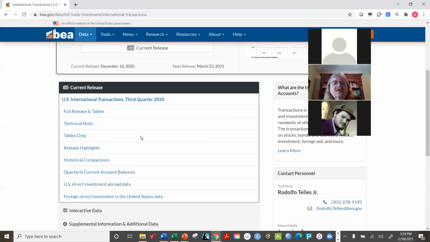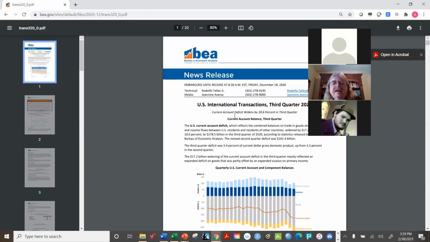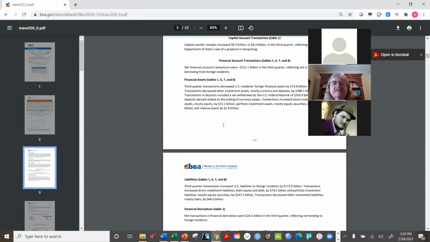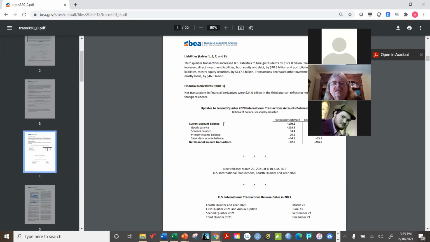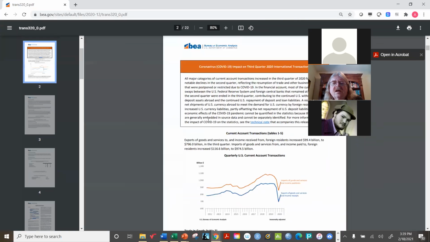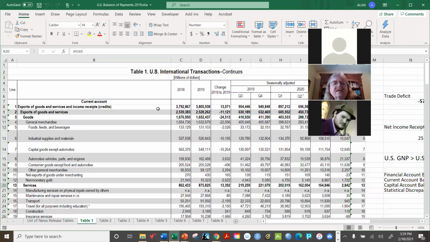And so all the details are here. Your full release and tables. And then again, this is the write-up, but you can find an Excel printout or spreadsheet in which all the information is available. Okay, so what we're going to do is see what kinds of information are being stored in these balance of payment statements and what impact they have on the country.